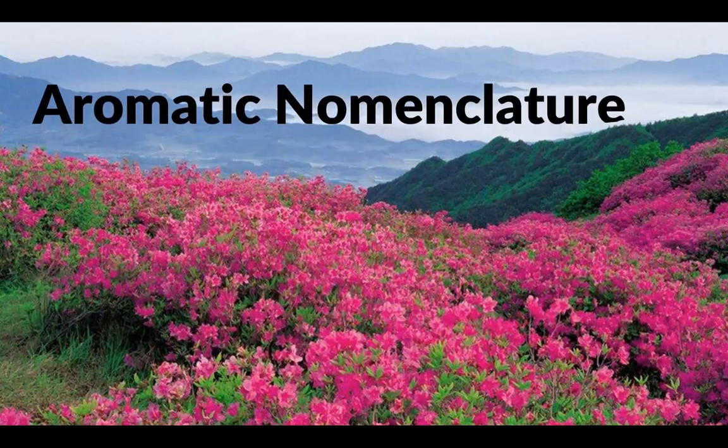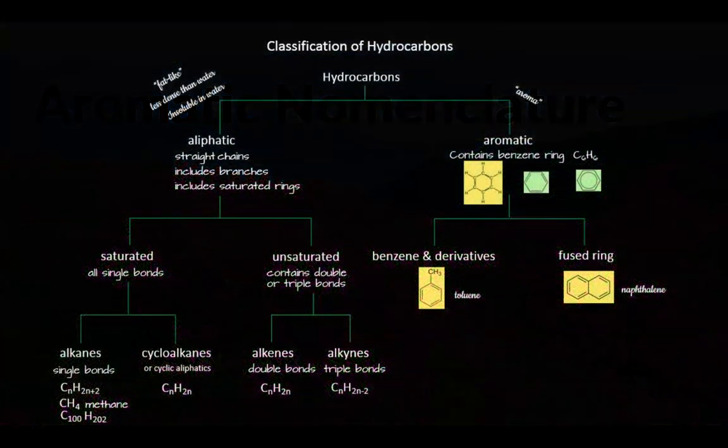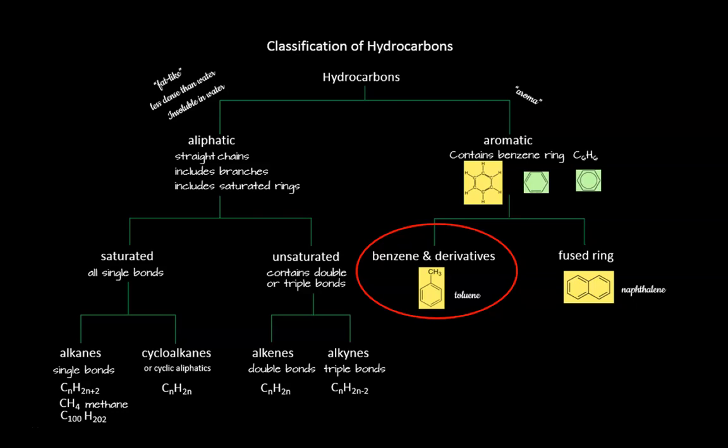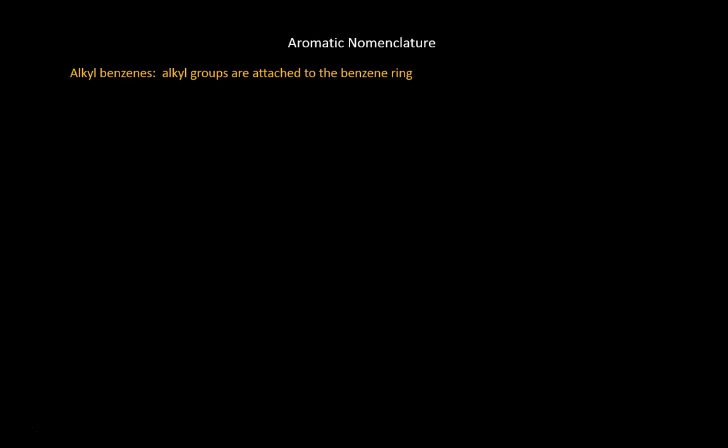Aromatic Nomenclature. In this video, I'll be focusing on benzene and its derivatives, but only the alkyl derivatives. We see that this group is part of the aromatic hydrocarbons, whose main constituent is the benzene ring. The alkyl benzenes have only alkyl groups attached to the benzene ring.